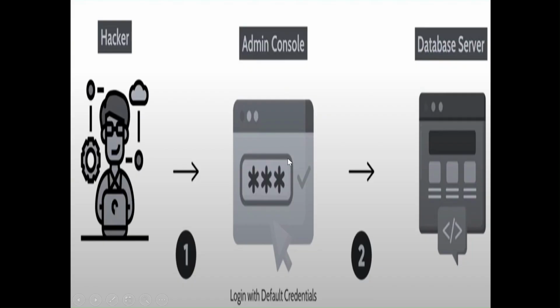The hacker is trying to log in to the admin console with the default credentials. The default user is able to log in to the admin console. He may be a user or he may not be a user on this database or this admin console, but he is able to log in with this. Due to this security misconfiguration, once he logs in to the admin console, he can access the database server and change the values.